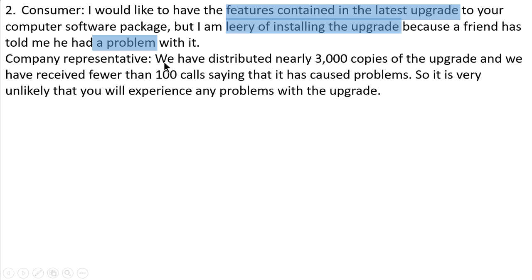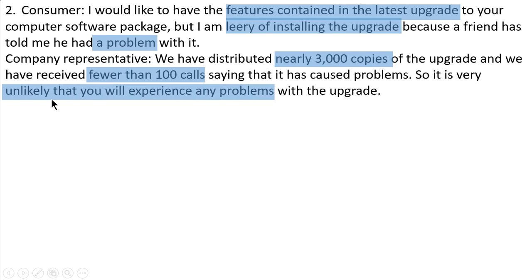The representative says that they have distributed nearly 3,000 copies and they have received fewer than 100 calls. So it is very unlikely that the consumer will face any problem. The representative's argument is that they distributed 3,000 copies and fewer than 100 calls were related to problems, so the probability that the consumer will face any problem is also very low. So the consumer can install the upgrade.